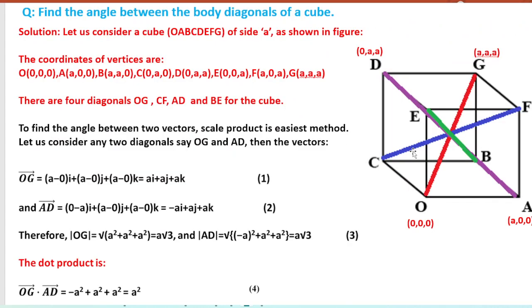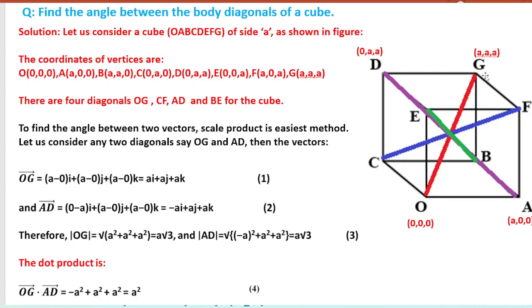Similarly, if we have a question like finding the angle between the body diagonals of a cube, we assume a cube OABCDEFG of side A, with the coordinates of vertices going from 0 0 0 to A 0 0 and so on. There are four diagonals for this cube: OG, CF, AD and BE. We can take the angle between any two diagonals, so let us take OG and AD.